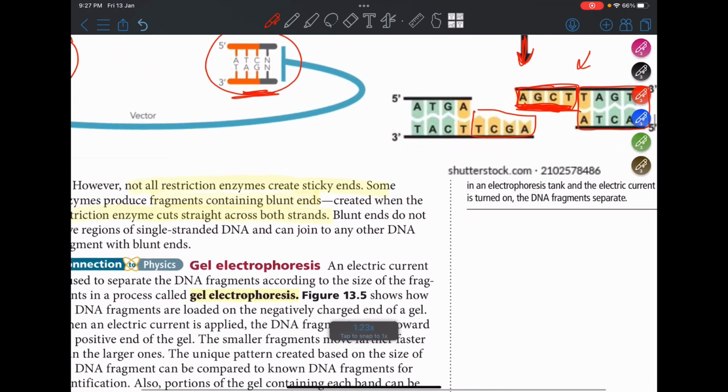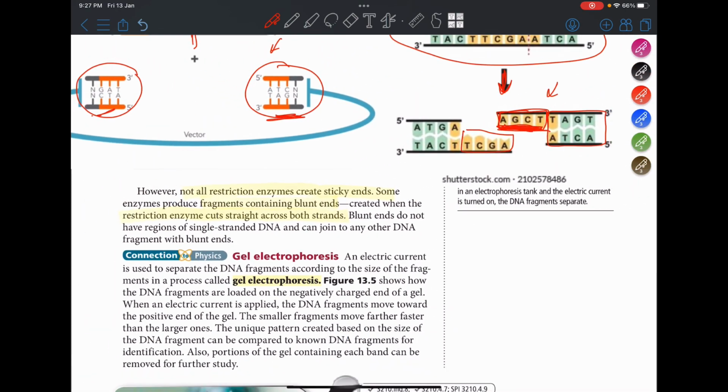So that was important to note. And blunt ends do not have regions of single-stranded DNA, right? So we saw here we've got single-stranded DNA because we cut it and took it away from its friend. So now it's by itself looking for someone else to come and be its friend, right? But then here, we don't have that, right? They're both with their friends, nice and happy. We didn't separate anyone. We just cut them in half. Okay, we've made blunt ends. So blunt ends do not have regions of single-stranded DNA and can join to any other DNA fragments with blunt ends.